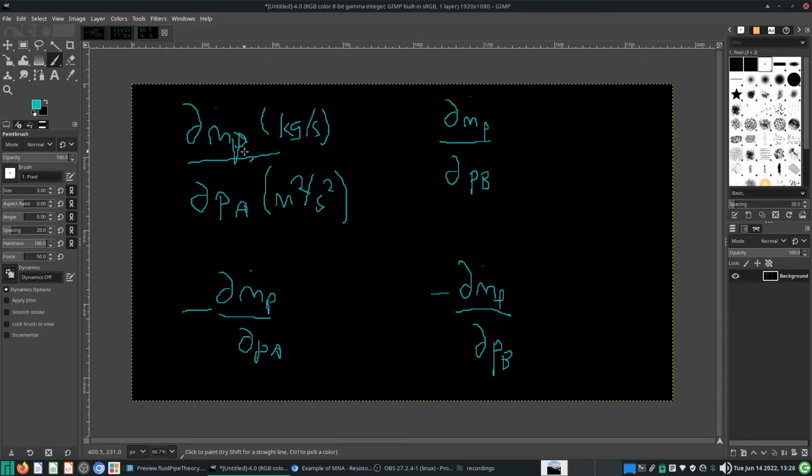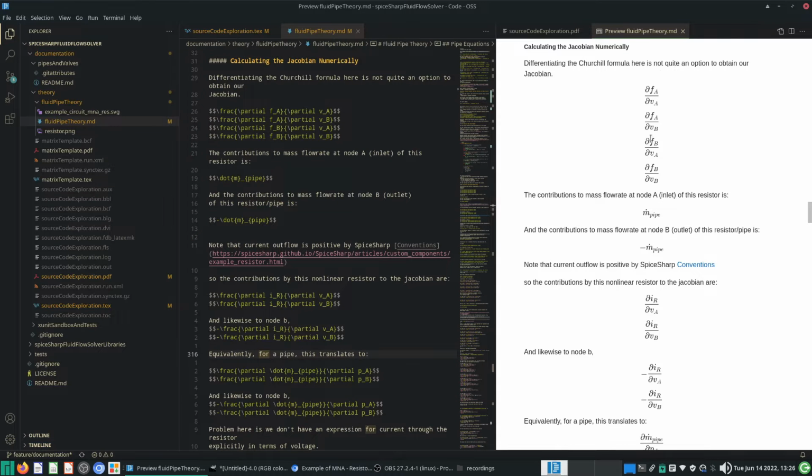So that current, 1 ampere, will be equivalent to 1 kg per second. 1 volt will be equal to 1 meter square per second square in terms of kinematic pressure. That's how we'll just apply these conversions directly. So that is the idea. That's how I got from this part to this part. The contribution to the mass flow rate at node A of this resistor is the mass flow rate of the pipe. So I'm switching from current notation to mass flow rates. And of course the contribution to node B due to this resistor slash pipe is the negative of the mass flow rate of the pipe, or minus the current of the resistor.